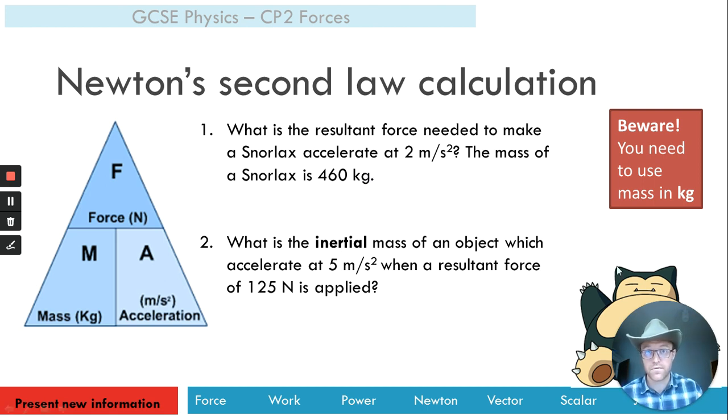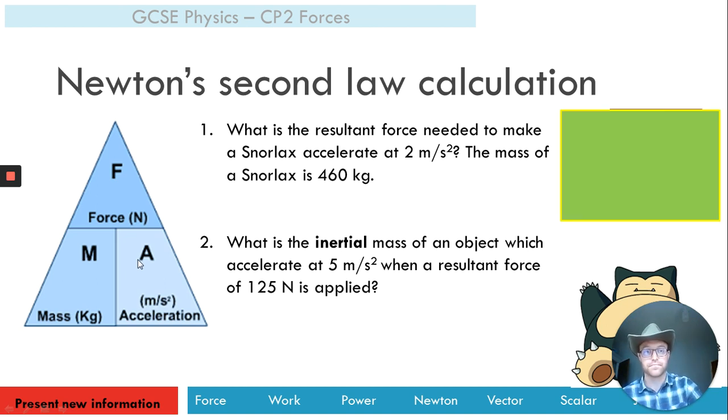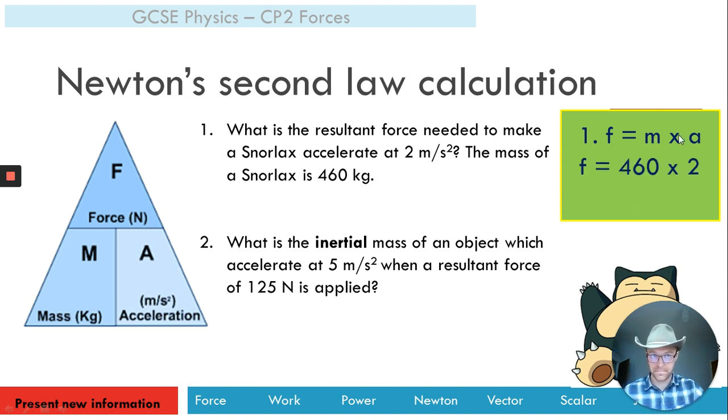Okay, I'm being asked for the force. So if I'm using my equation triangle, I cover F, and I have left at the bottom M times A. F equals MA. The force is going to be equal to the mass times the acceleration. The mass is 460 kilograms. The acceleration is 2 meters per second squared. So our force is going to be 920 newtons. Make sure to put the units.